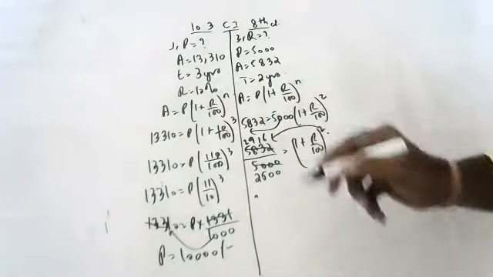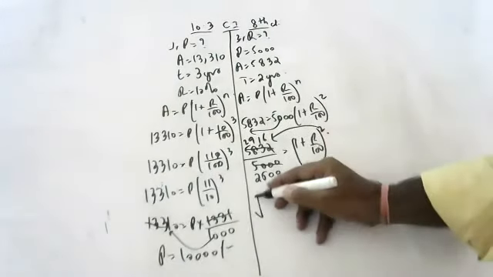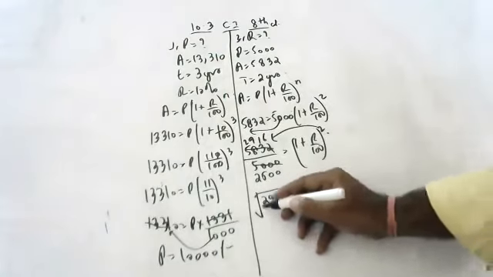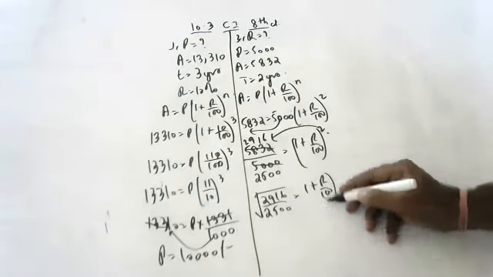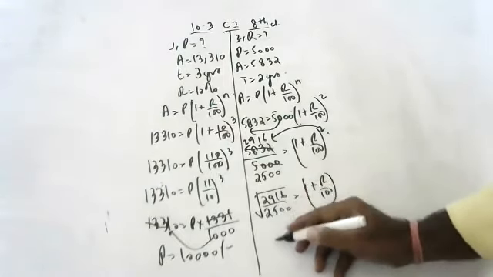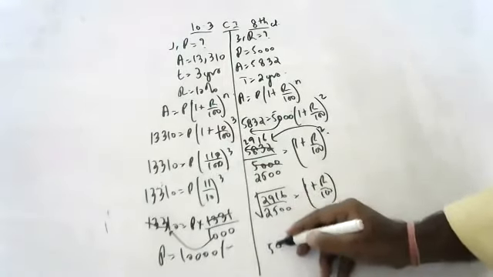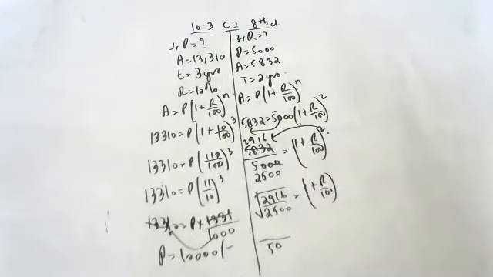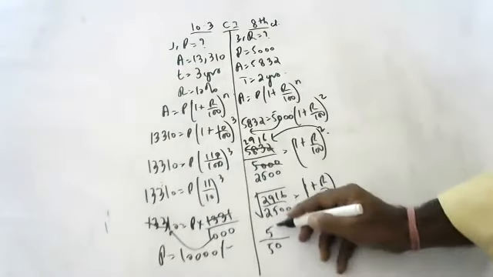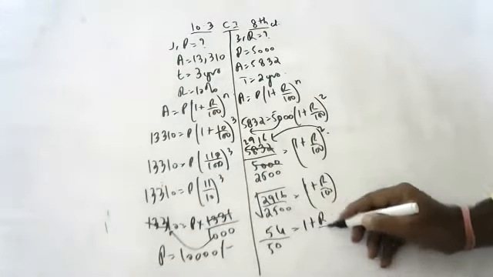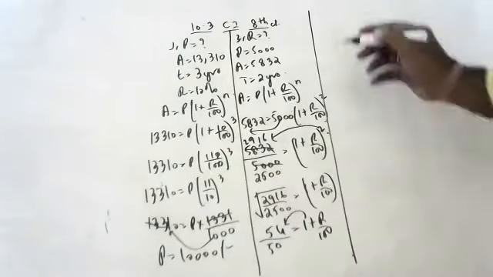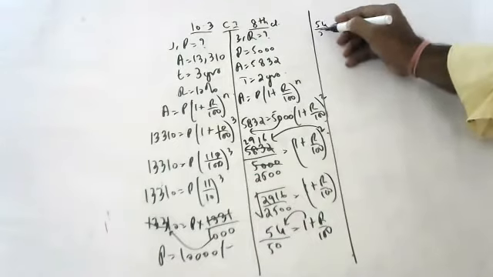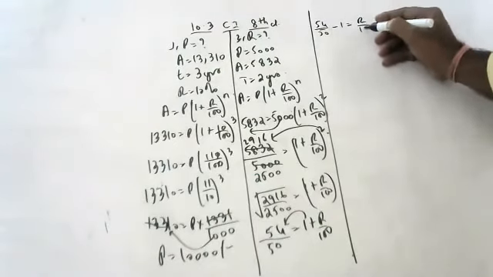Now the square, if you bring it here, what will it become? Root. 2916 by 2500 is equal to 1 plus r by 100 under the root. The square root of 2500 is 50, and the square root of 2916 is 54. Bring this 1 here: 54 by 50 minus 1 is equal to r by 100.